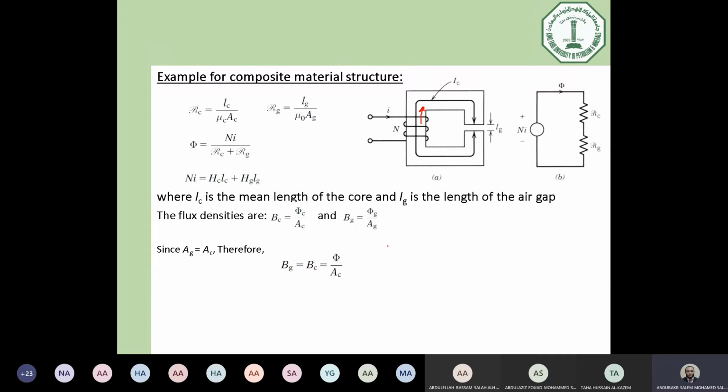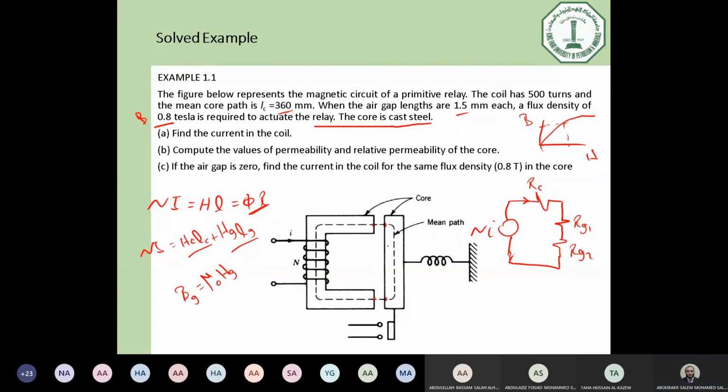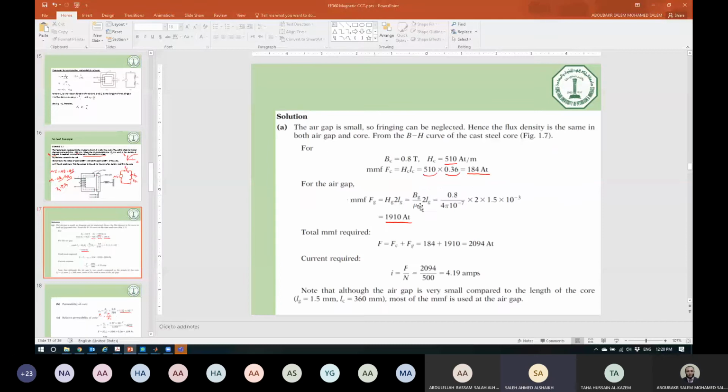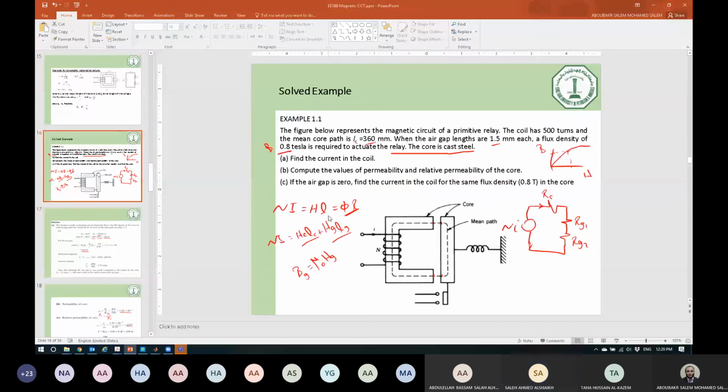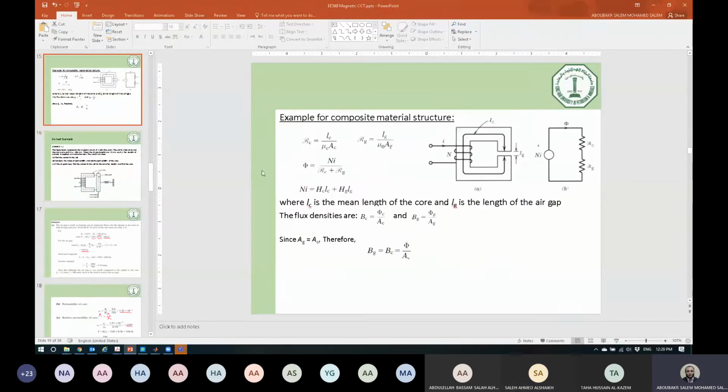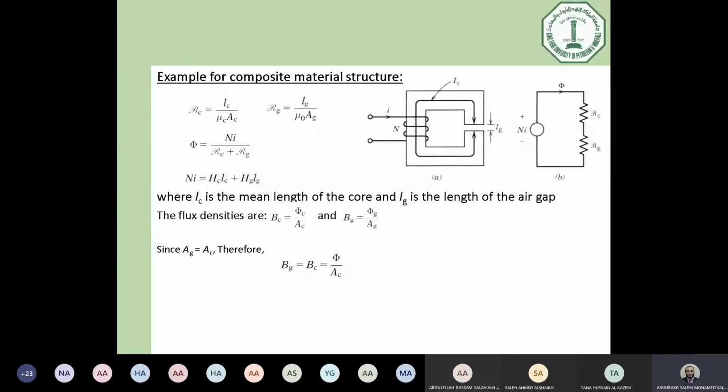So this is for this simple core. Let's make a solved example. Doctor, sorry, please. Why is there no fringing in the core? There is no fringing in the core because we always assume that we have a small length air gap.